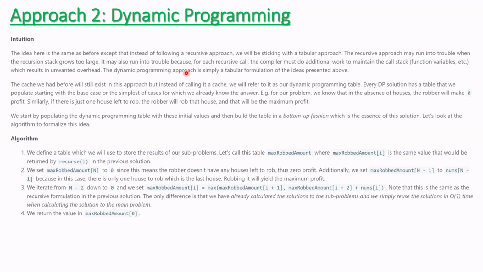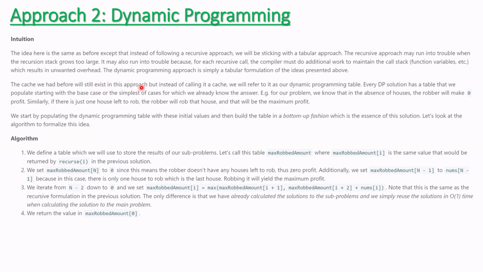The dynamic programming approach is simply a tabular formation of the ideas presented above that we've seen. The cache we had before will still exist in the approach.